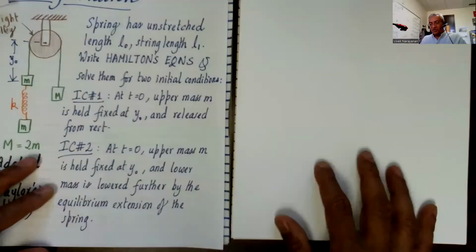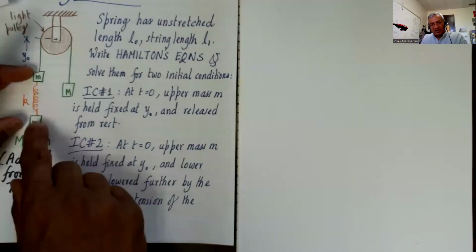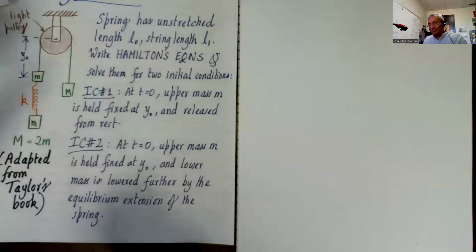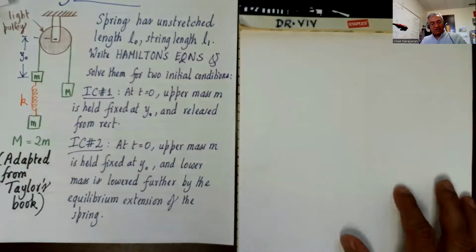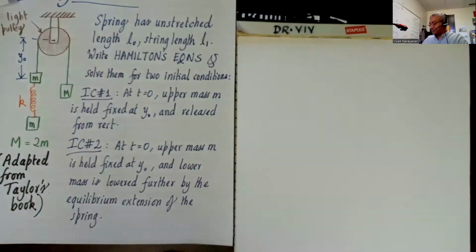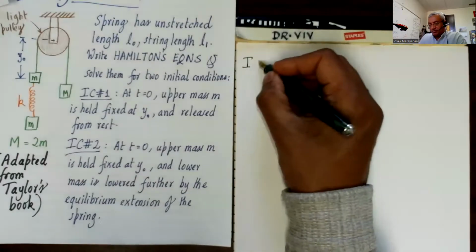Second initial condition is more interesting. Here you will have action because you're monkeying with the second mass. You're pulling it further by some distance. So let's see what happens. The same equations will have to be used. So IC number 2.